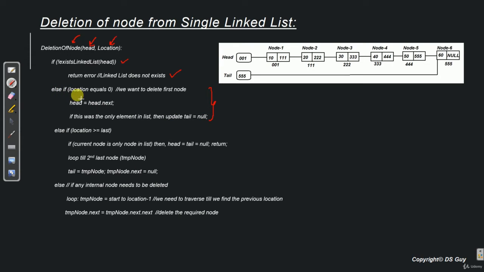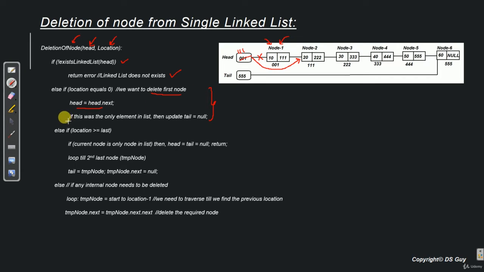So this else if block checks if location equals 0, that is, if we want to delete the first node. In that case, all that we do is head equals head.next. That is, if we want to delete node 1 and node 1 is not the only node in this list, then all that we have to do is update head to point to node 1.next, that is node 2. So we'll update the reference here. This will automatically disconnect head and node 1, and node 1 will automatically get deleted.